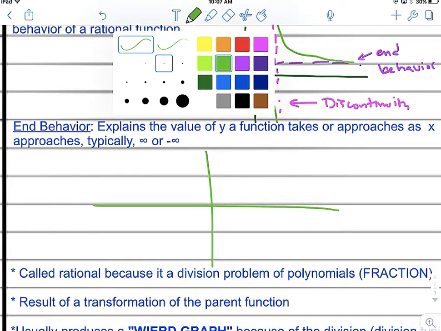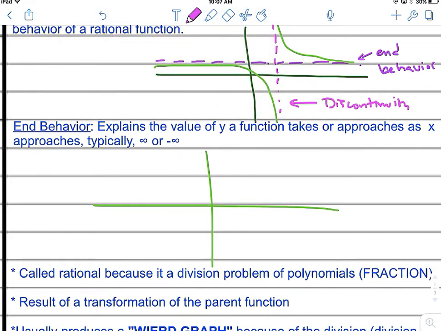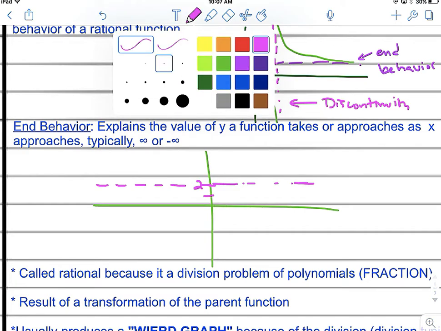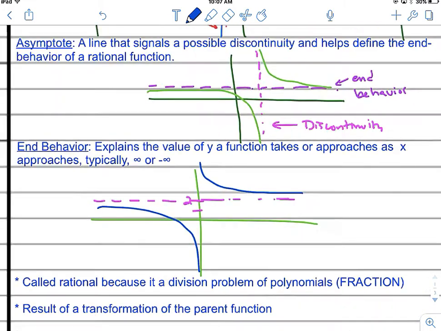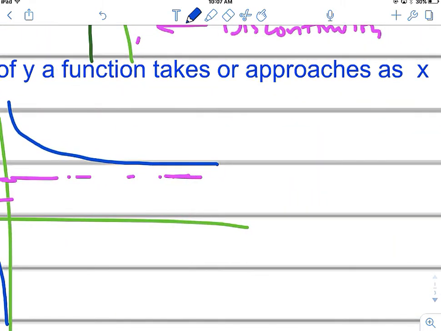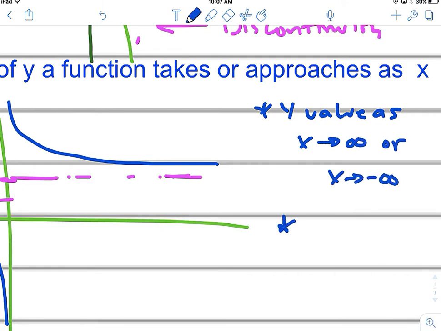It's important to note, when we talk about end behavior, let's just say we have this asymptote. Let's say it crosses at 2. And then we have the graph that goes with it. So let's draw a basic one here. When we talk about end behavior, a couple things to keep in mind. End behavior always talks about the y value as x goes to infinity or x goes to negative infinity. And we should also always use limit notation when talking about it.